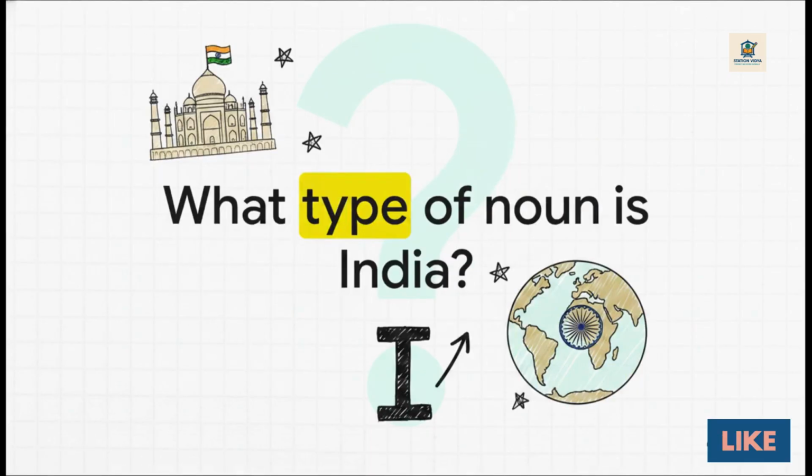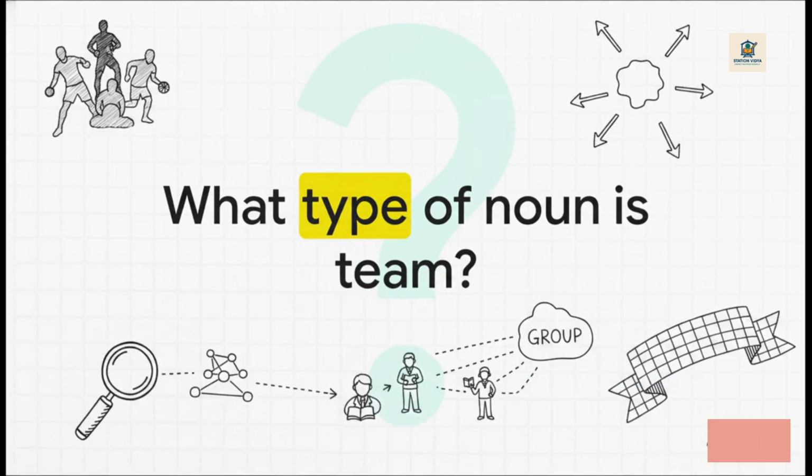Question 2. What type of noun is India? Think back to our specific versus general rule and look really closely at that first letter. If you guessed proper noun, you are absolutely correct. It's a specific place and it starts with a capital letter. Question 3. What type of noun is the word team? Remember, a team is made up of multiple players brought together into one unit. Yep, it is a collective noun because it names a group.